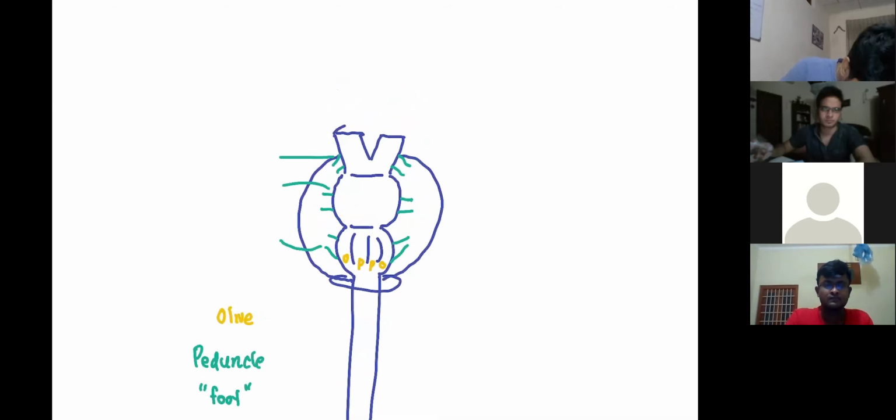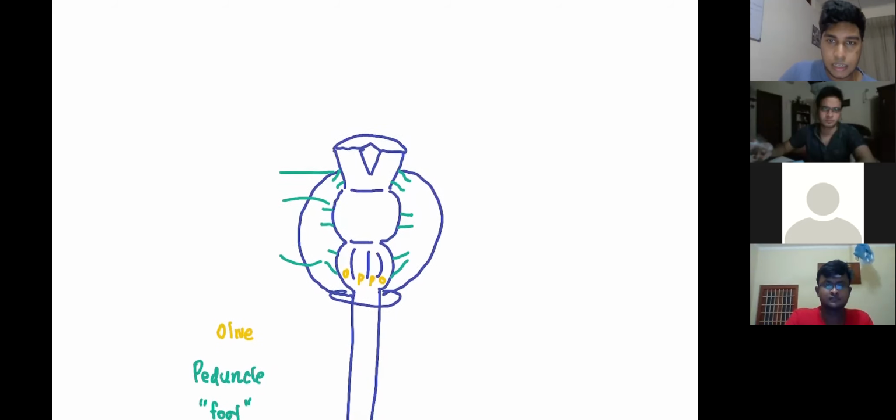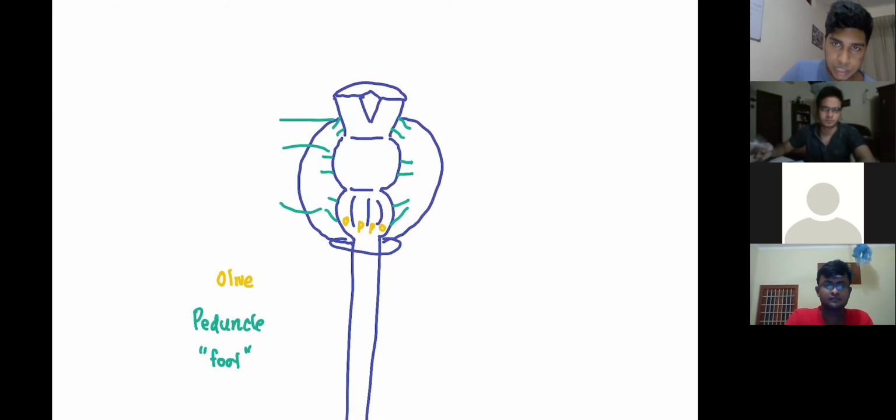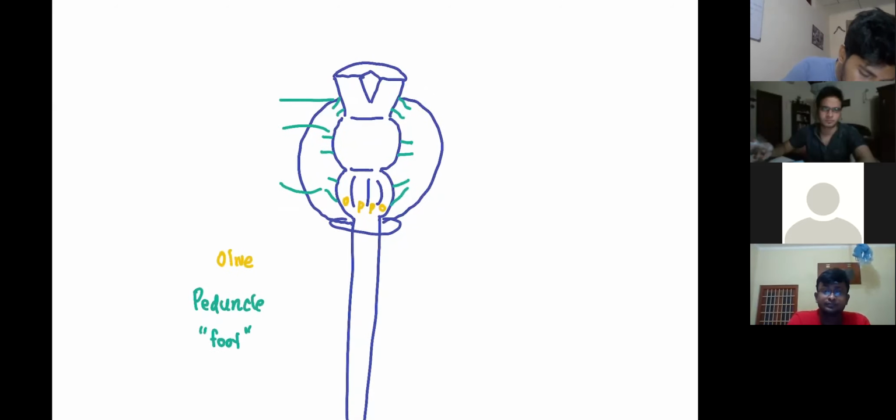And remember, this is the midbrain. I have taken a section of this whole thing. This is called the cerebral peduncle. So what I'm doing right now is basic anatomy, which you will need.